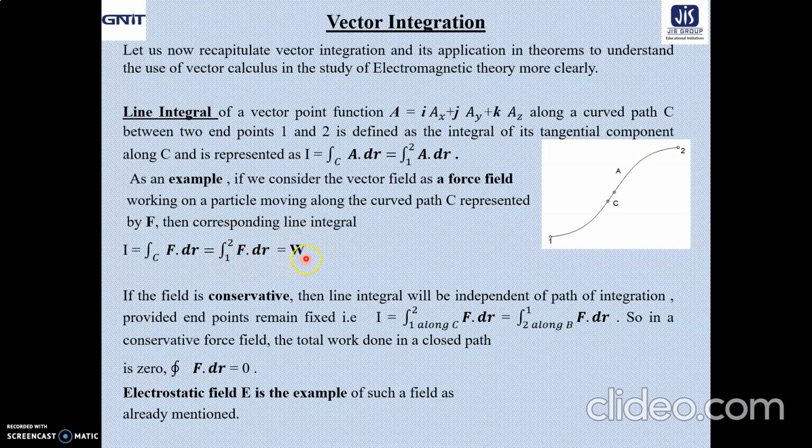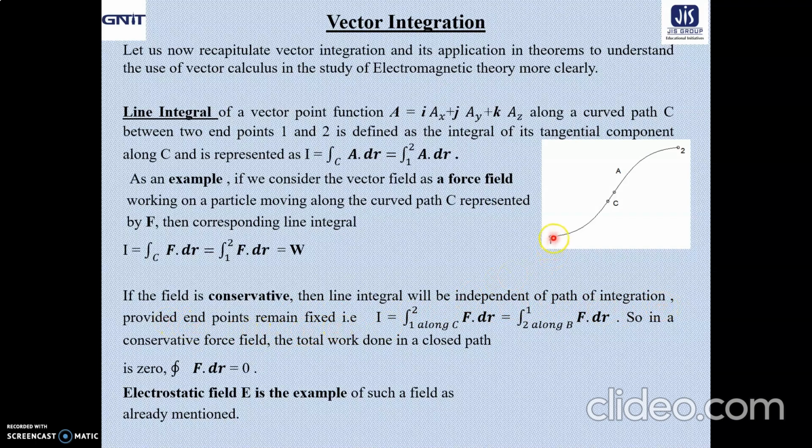Very much known to you from your school level. So this is the very famous and very common example of line integral: F dot dr gives us the work done on a particle moving along the curved path in a force field. If the field is conservative, I am coming back to the same point because it is very important so far as electromagnetism is concerned, then the line integral will be independent of the path of integration, provided the endpoints remain fixed.